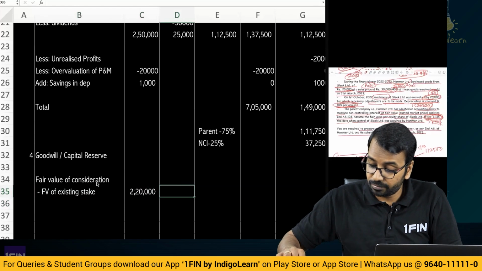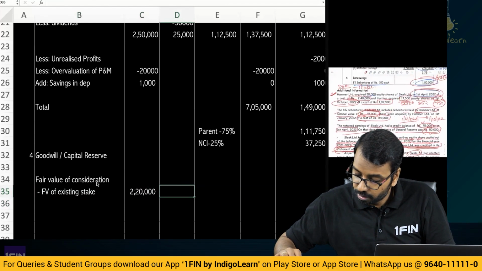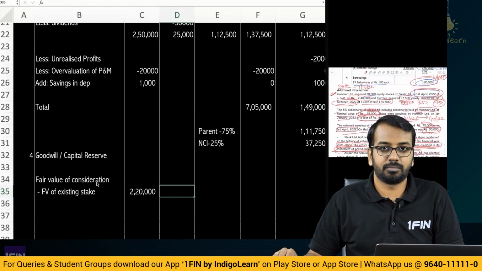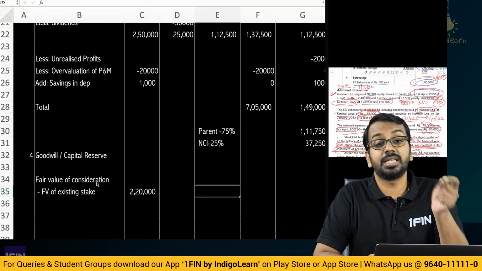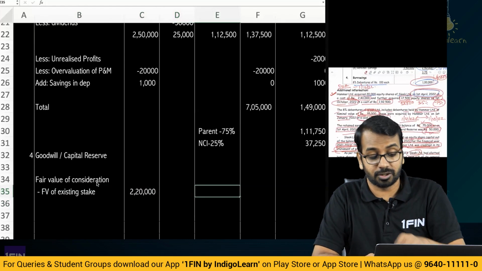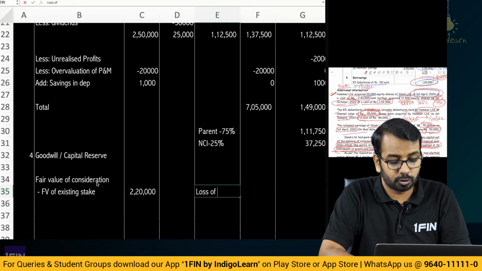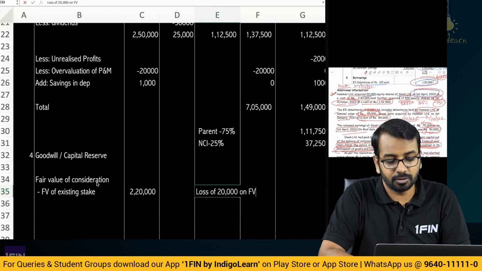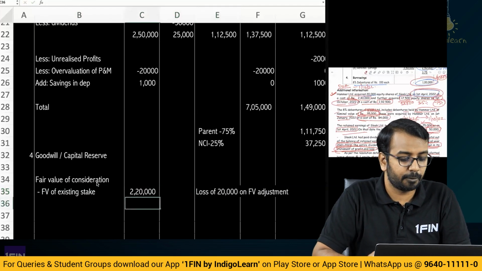Now how much did we acquire it for? We acquired it for 2,40,000, which means there is a loss. So that loss you have to adjust. There is a loss of 20,000 on fair value adjustment.